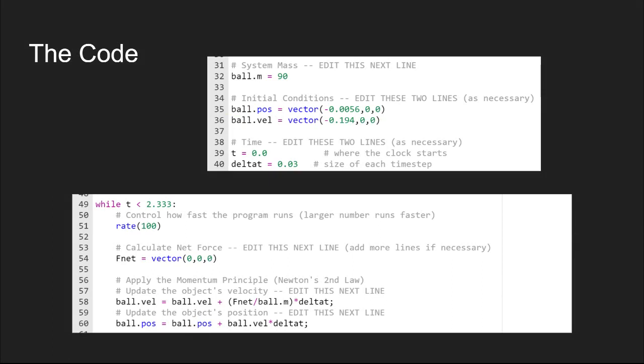Here are the parts of the code that are important to this lab. For the mass of the bottle, I estimated it to be 90 grams. I plugged in the initial position and velocity in the x direction that I calculated earlier. Then I changed the delta t to 0.03 seconds because that's the size of each time step in Tracker. For lines 58 and 60, I replaced the original vectors that are here with the variables in the velocity and position update formulas. And this loop runs while t is less than 2.33 seconds because my object was moving at a constant velocity for that time.